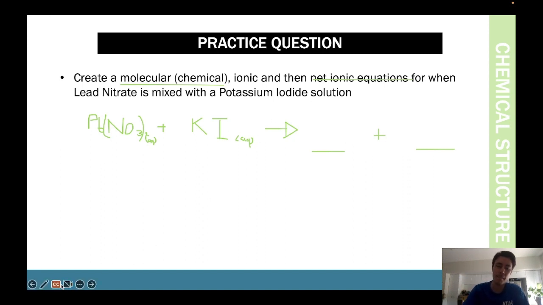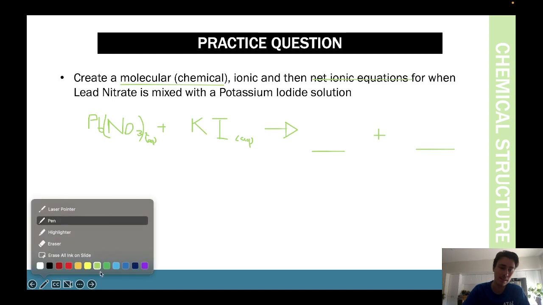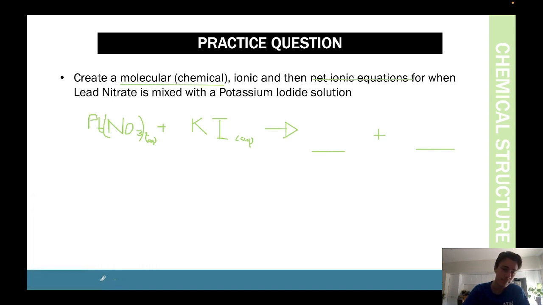And if necessary, balance this equation out. So when you're done, balance it out. And I'm telling you now, there is a precipitate that forms. One of them is a precipitate. Which one do you think it is? All right, I'll give everyone another 30 seconds or so.